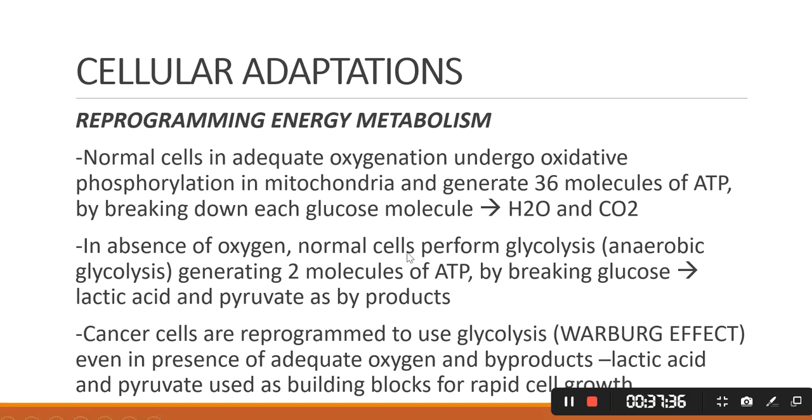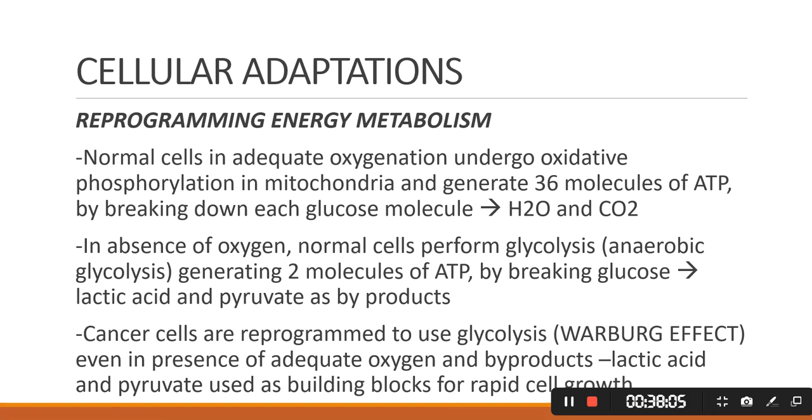In the absence of oxygen, normal cells perform glycolysis, that is anaerobic glycolysis, generating 2 molecules of ATP by breaking down glucose. The end products are lactic acid and pyruvate. Now what did the cancer cells do? They are reprogrammed to use glycolysis, which is called the Warburg effect, even in the presence of adequate oxygen, and the byproducts lactic acid and pyruvate are used as building blocks for rapid cell growth.